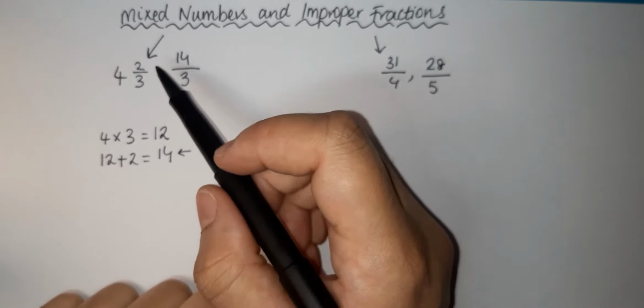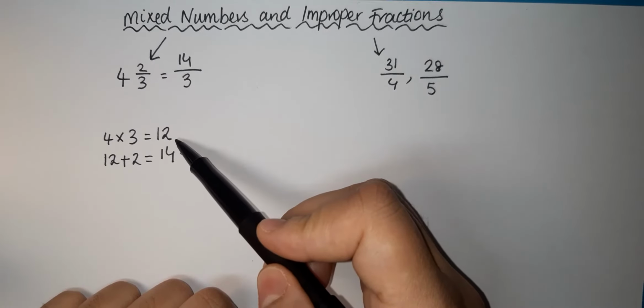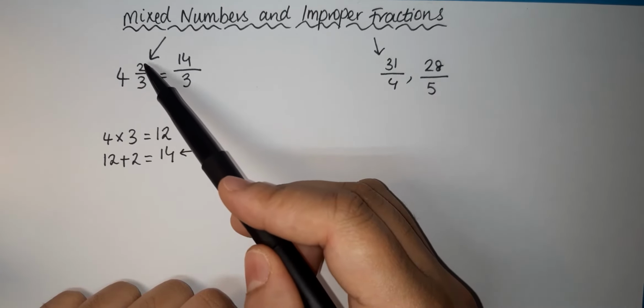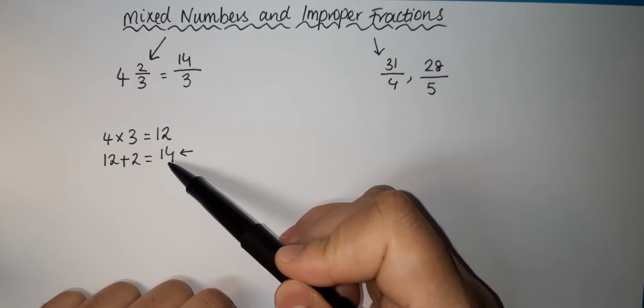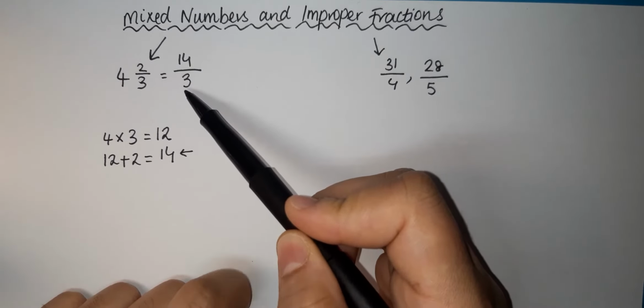So what I've done here is I've multiplied the integer and the denominator to get 12, and then I've added on the 2 to get 14. So this is the new numerator. The denominator stays the same.